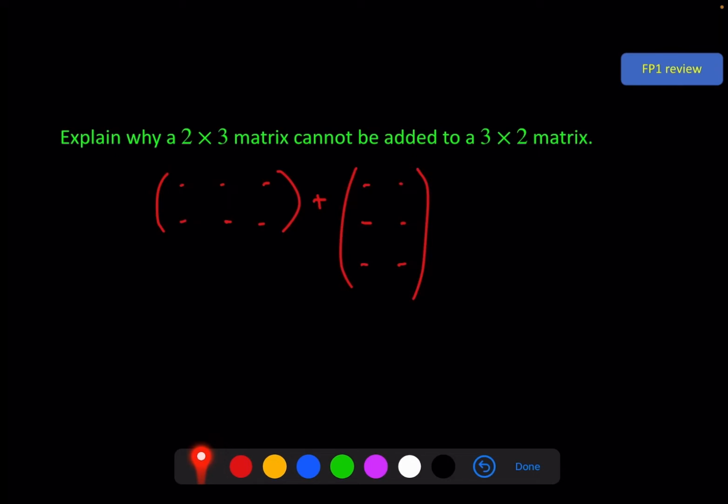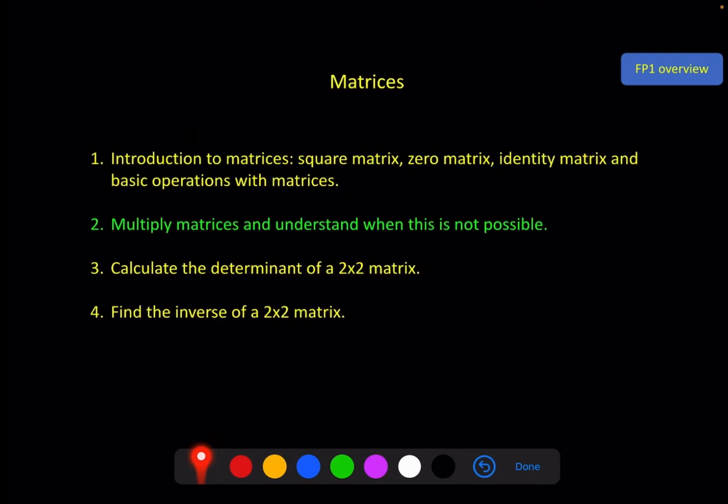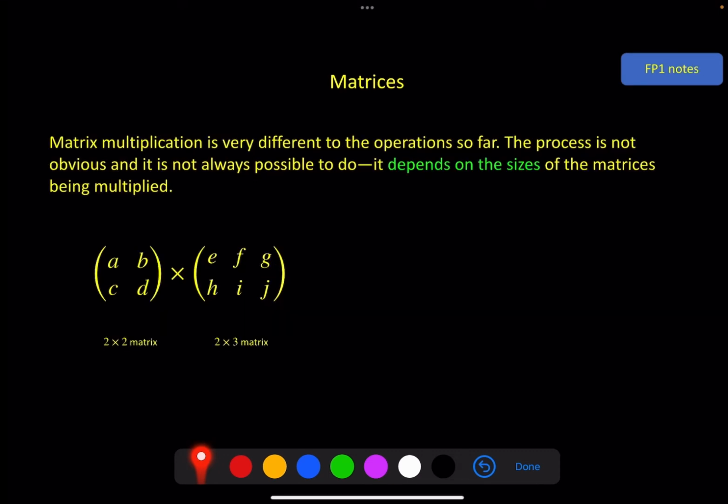However, as we'll see in this video, we could multiply these two matrices. That's what we're going to look at here. Multiplying matrices and understanding when it is and is not possible. Matrix multiplication is very different to the operations so far. It's not obvious, and it is not always possible to do. It depends on the sizes of the matrices involved.